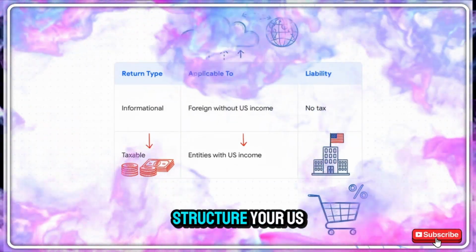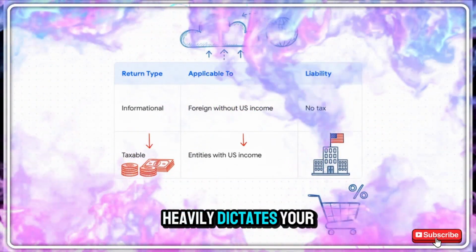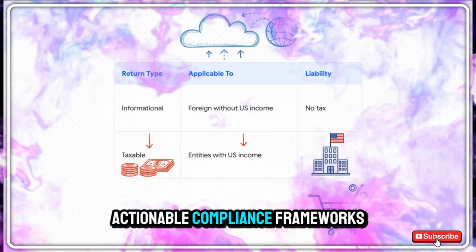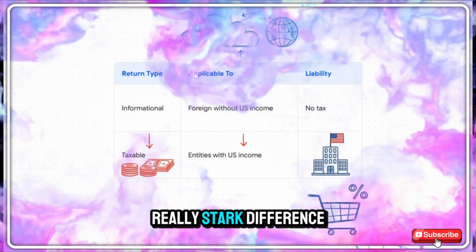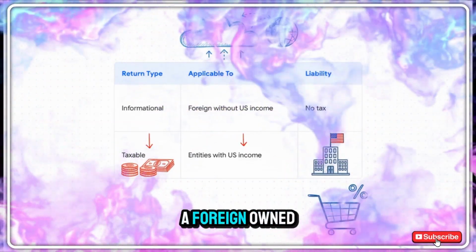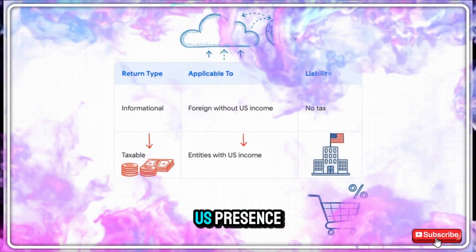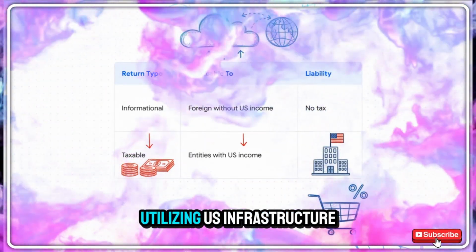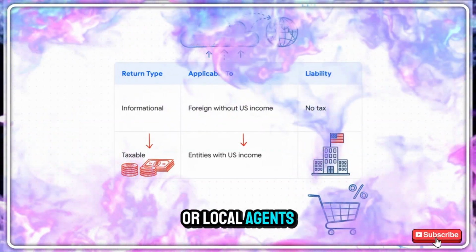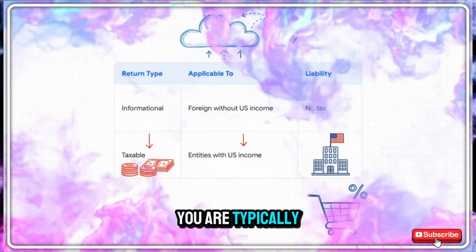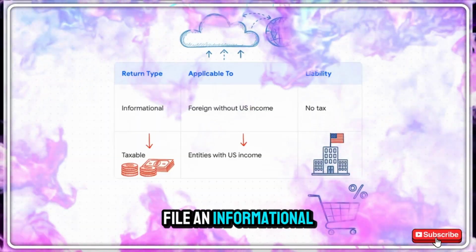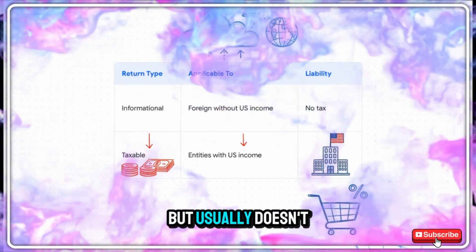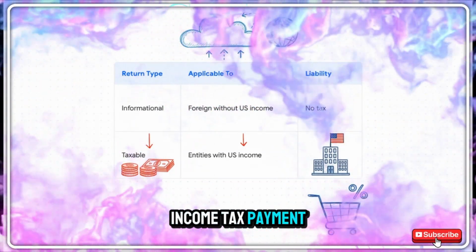How you actually structure your U.S. entity heavily dictates your reporting requirements to federal tax authorities. Actionable compliance frameworks point out a really stark difference here. If you operate a foreign-owned LLC with no physical U.S. presence and no effectively connected income, meaning you aren't utilizing U.S. infrastructure or local agents to generate that revenue, you are typically only required to file an informational return. It basically notifies the government of your existence, but usually doesn't result in an income tax payment.